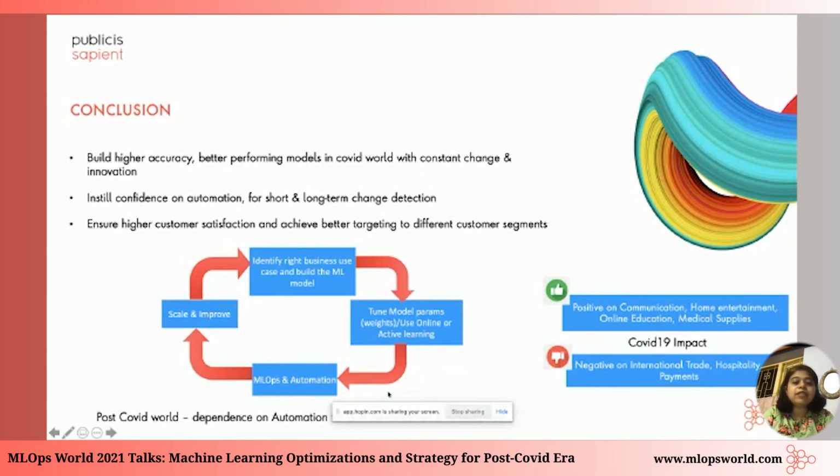First of all, it's a closed cycle. Identify the business risks and use cases, build an ML model, and then use active learning, tune the model parameters, apply MLOps and automation, deploy the models, and then scale and improve. That's how a machine learning pipeline can function and help in the COVID era.